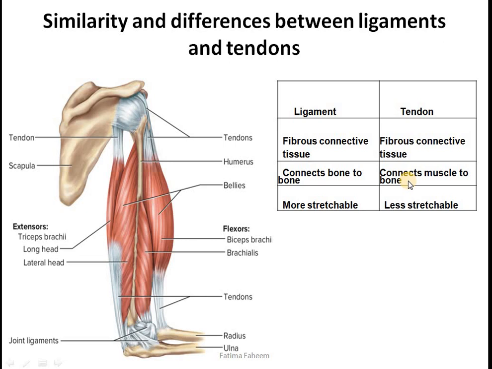What about tendon? Tendon connects muscle to bone. Here you can see the bone and muscle connection is made by tendon. Ligament is more stretchable compared to tendon.